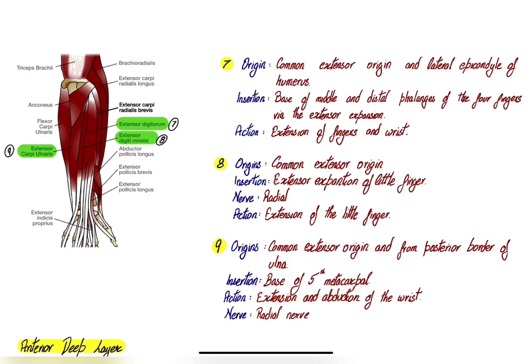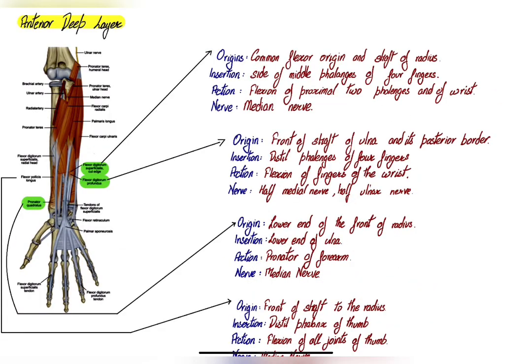The action that it performs is extension and abduction of the wrist, and the nerve that passes through it is the radial nerve. Now further, the anterior and the posterior groups are divided up into two parts, the superficial layer and the deep layer. Now the anterior deep layer has four muscles, namely the flexor digitorum superficialis.